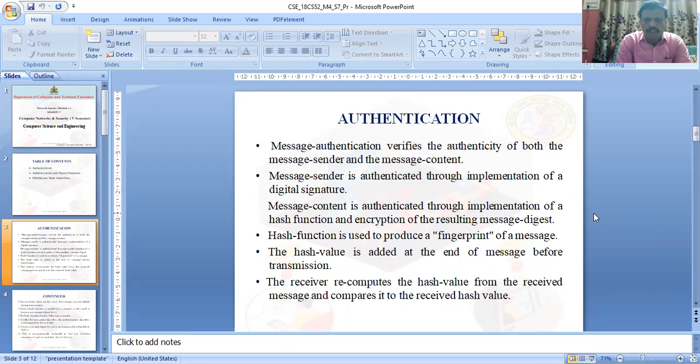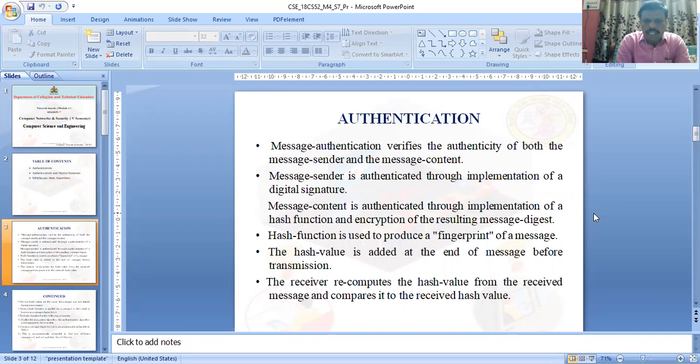It verifies the authenticity of both communicating parties, the message sender and the message content. The content of the message and the sender of the message are verified by message authentication. Here, the message sender is authenticated through the implementation of a digital signature. The sender will sign the particular document, so it is authenticated through that implementation. That is exactly a digital signature.